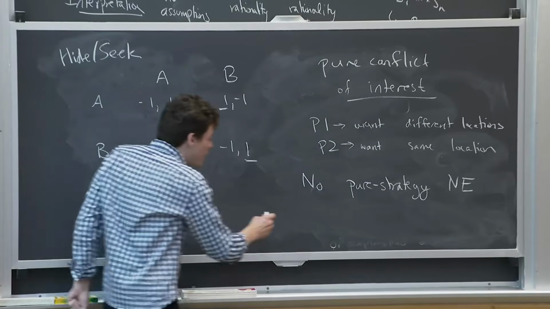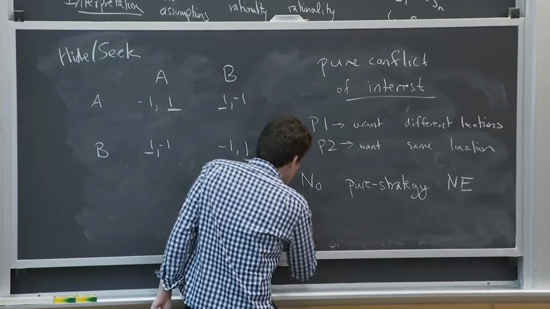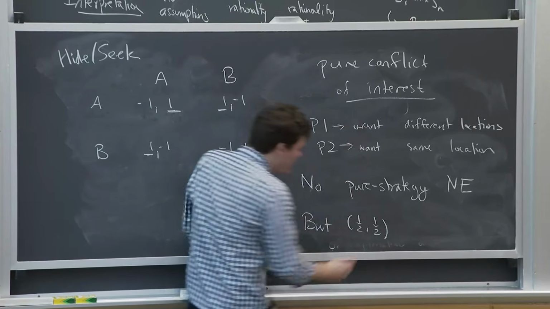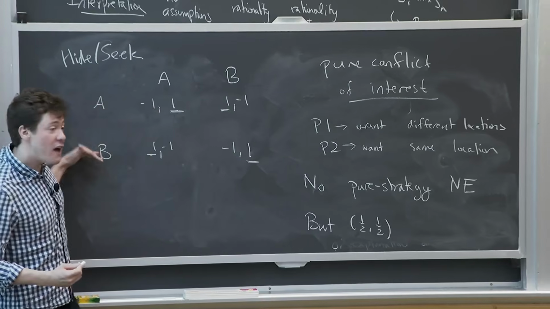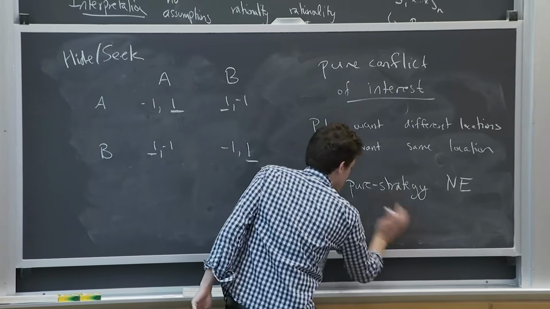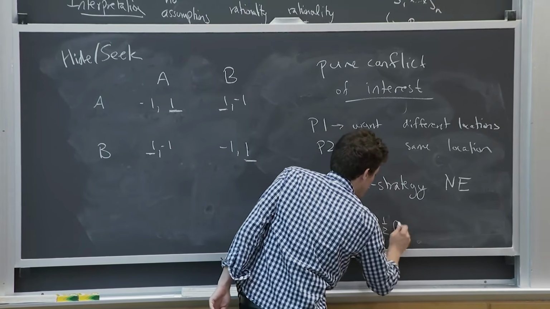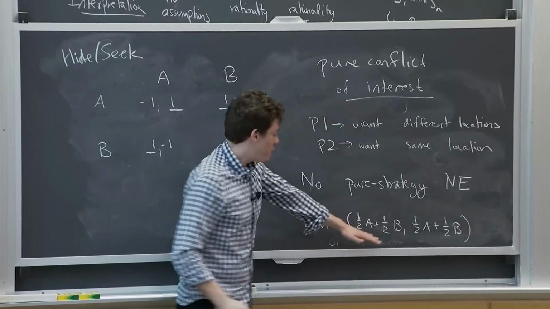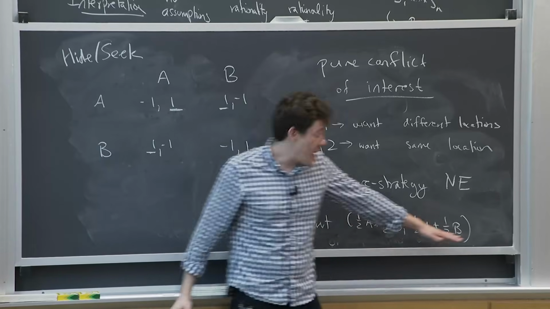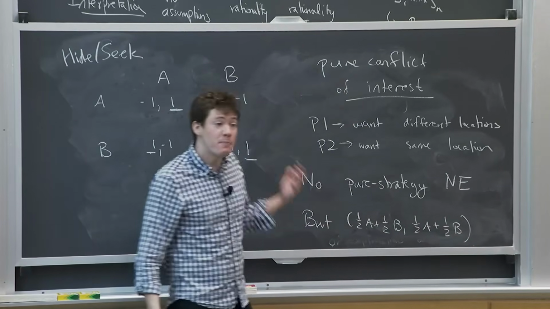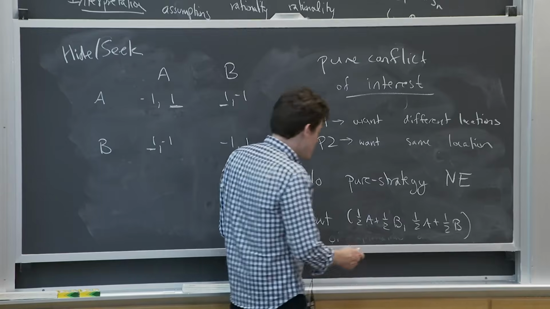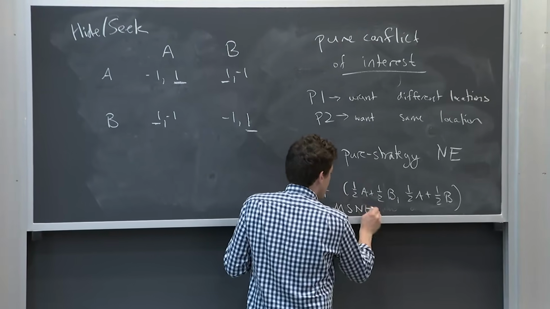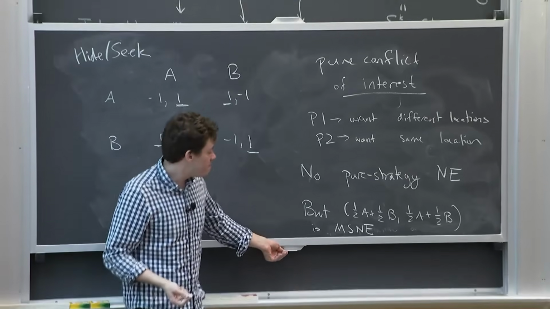So it turns out it will have a mixed strategy Nash equilibrium. Half-half, meaning player 1 randomizes half-half between A and B. Let me write this a bit more explicitly: half A plus half B, comma, half A plus half B. This means player 1 mixes 50-50, and player 2 mixes 50-50. This is going to be a Nash equilibrium in mixed strategies. I'll use the acronym MSNE, mixed strategy Nash equilibrium.